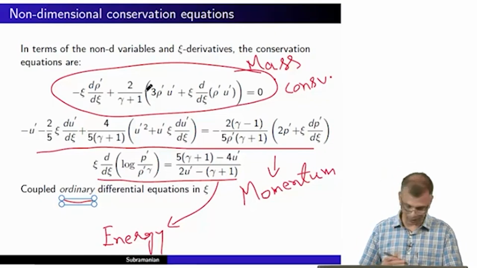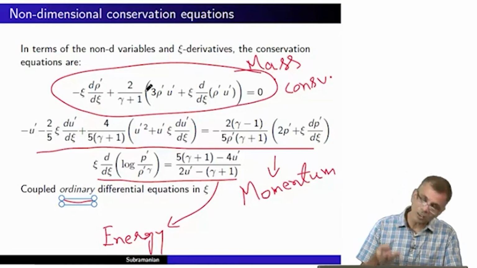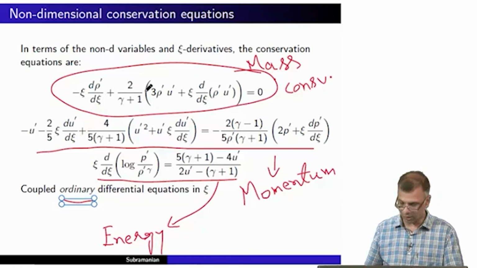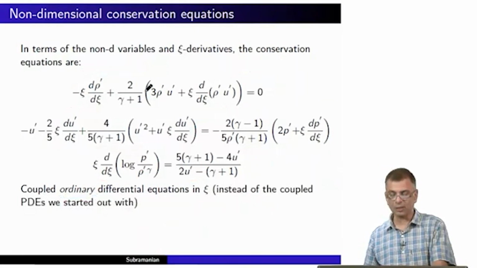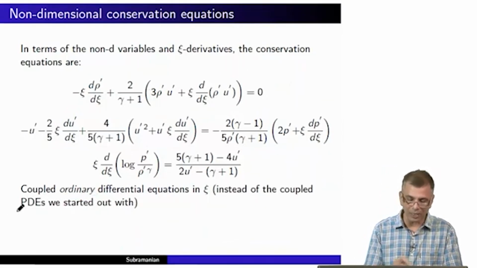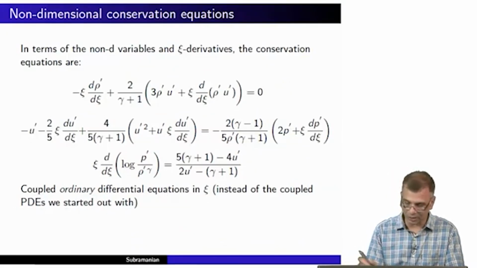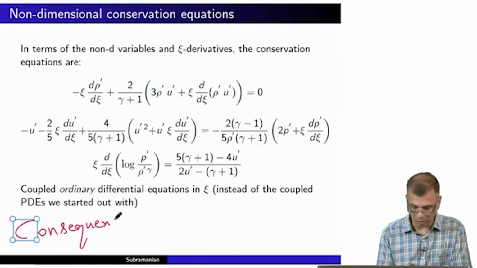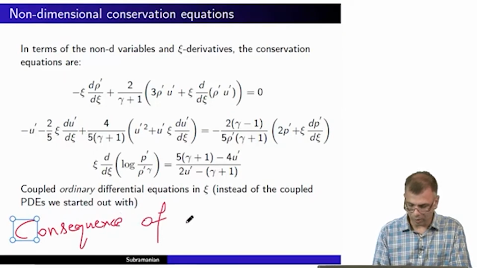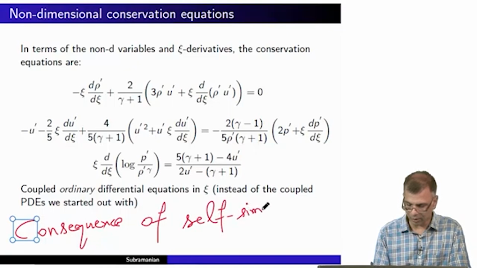So this is the final thing, right? And one can solve this and find solutions for the shocked gas, how the medium behind the shock looks. And so, this is what I was just saying: instead of the coupled PDEs we started out with, we have ended up with coupled ODEs. And this is a consequence of self-similarity.